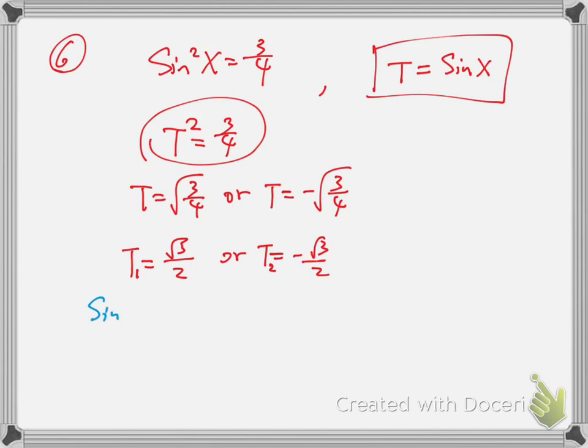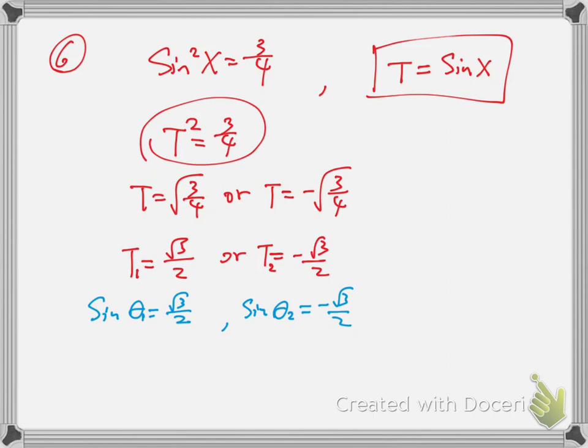And now we put the sine back. So we got sine theta is radical 3 over 2, that's the first angle, theta 1. And then the sine of the second angle, theta 2, is negative radical 3 over 2. Now it's the same situation as inverse trig, right?